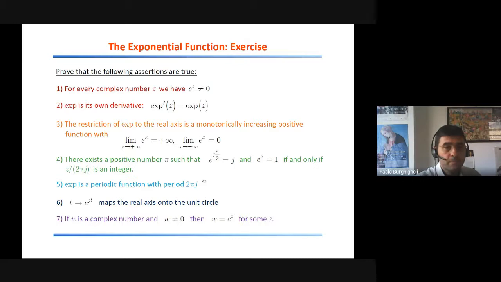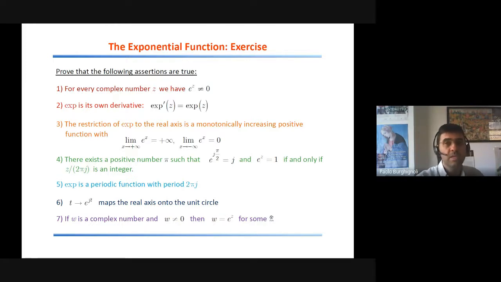Six, the map from the real variable t to e to jt is a map of the real axis onto the unit circle. So this means that any point of the unit circle is reached by this map, so it comes from some point of the real axis. And finally, seven, if w is a complex number which is different from 0, then there exists some complex number z such that w is equal to the exponential evaluated at the point z.